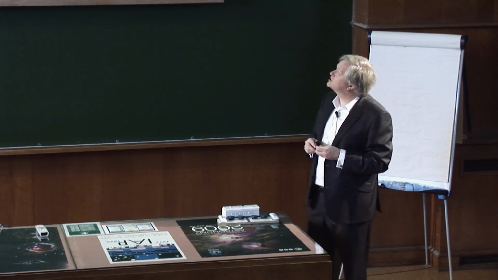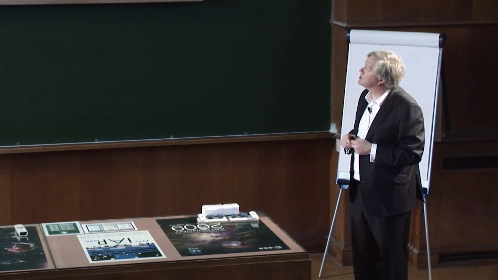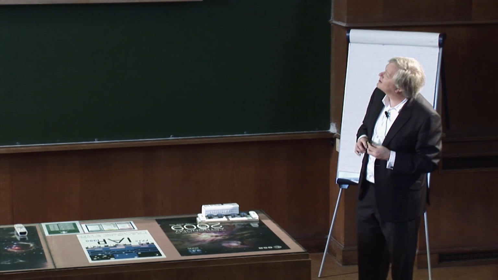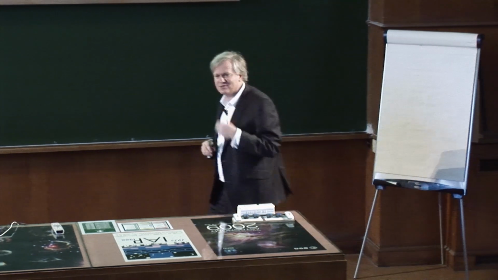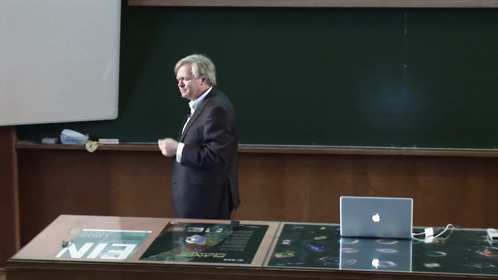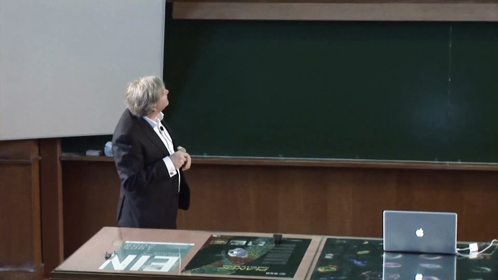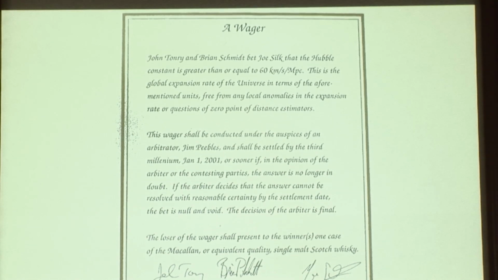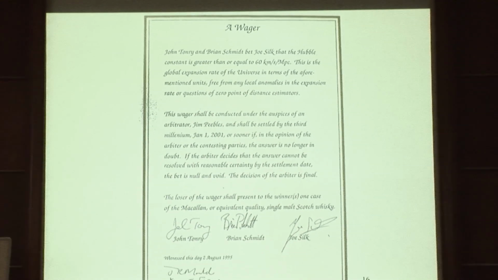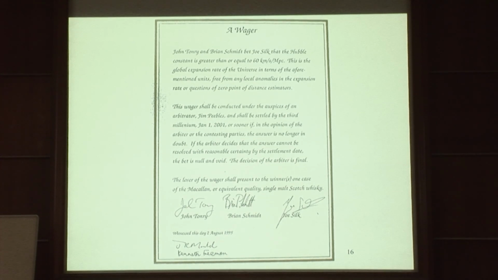And so Joe Silk, who was someone I had come across several times during my graduate studies, was visiting Mount Stromlo at that time, and we decided we would have a wager with him on the value of the Hubble constant, since he was willing to publish that it was 30 kilometers per second per megaparsec. So we bet him that it would be greater than 60, and that would be figured out by the beginning of the millennium, the 1st of January 2001. So we felt pretty good about this, but we made one crucial mistake, which is that we had Jim Peebles adjudicate, because Jim Peebles is also a theorist. I don't know what we were thinking.